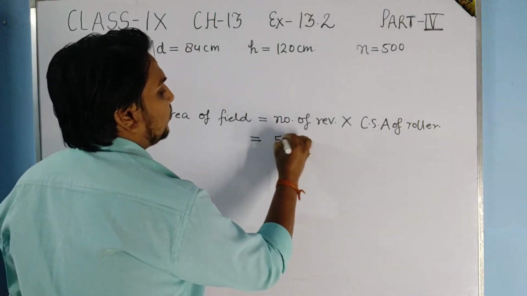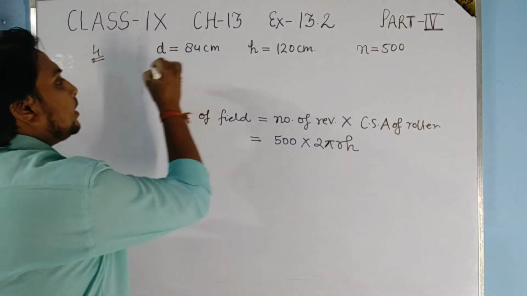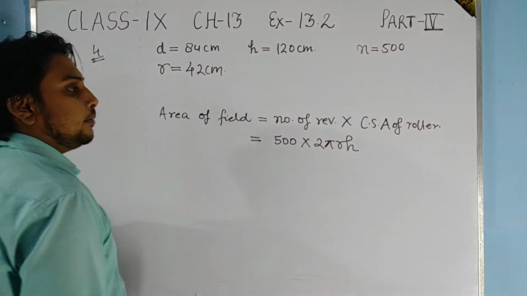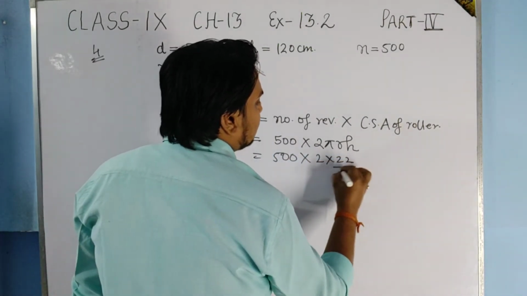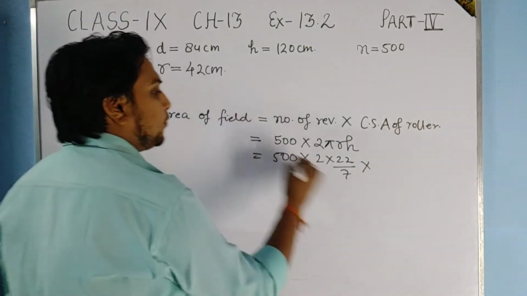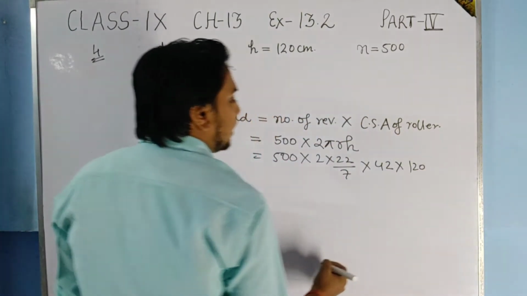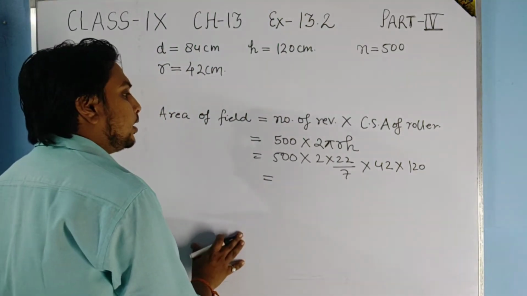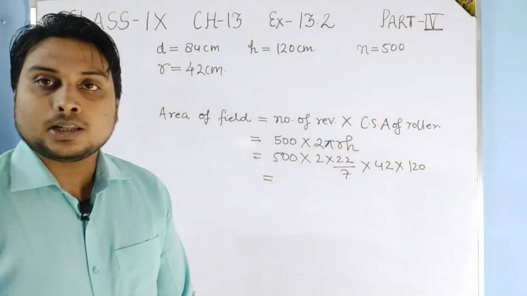Number of revolutions is 500 and the curved surface area of the roller will be 2 pi r h. Here diameter is given, so the radius will be what? 42 centimeter, just half of the diameter. Okay, so now it is 500 into 2. Suppose pi is 22 by 7 and r, the radius, is 42 and h, the length of the roller, is 120. So students, only this we have to find out, and hence we'll get the area of the field. Okay, only we have to calculate it and then we'll get the result.